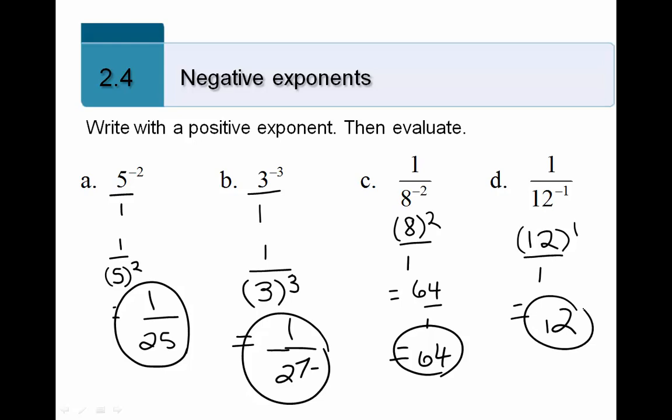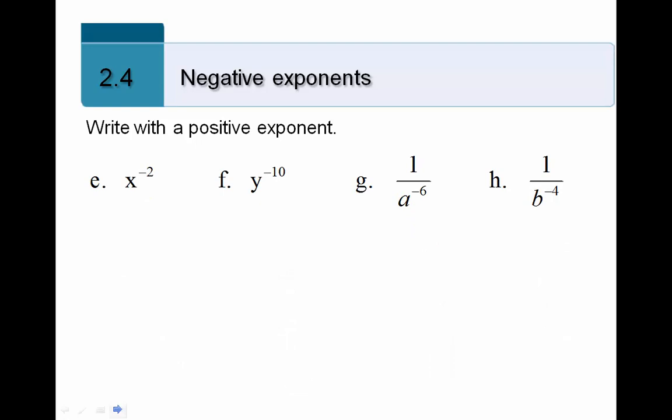My pen is acting up again. All right. X to the negative second, the reciprocal of x is 1 over x, making my exponent positive. 1 over x squared.